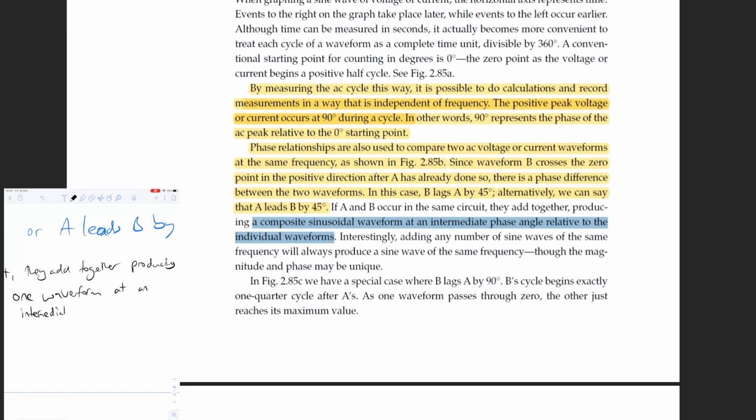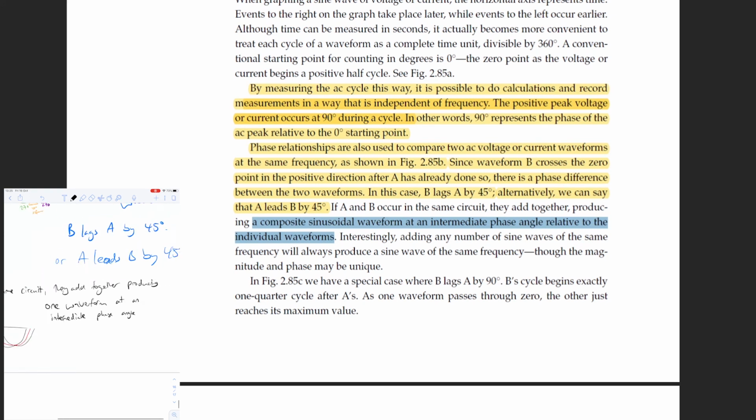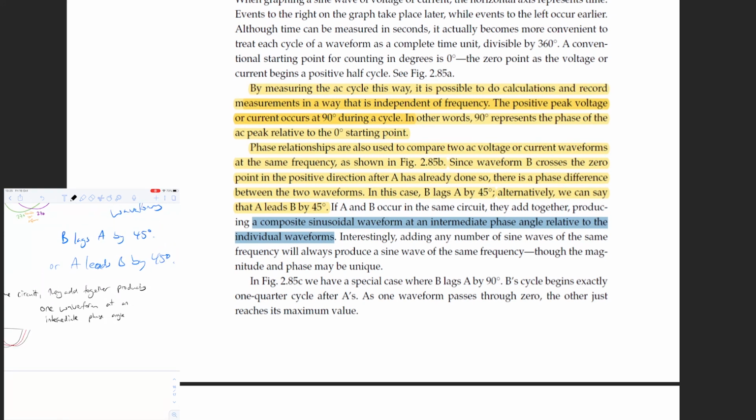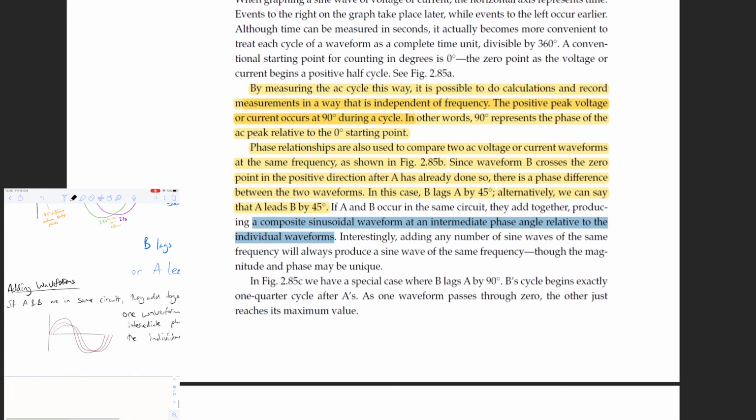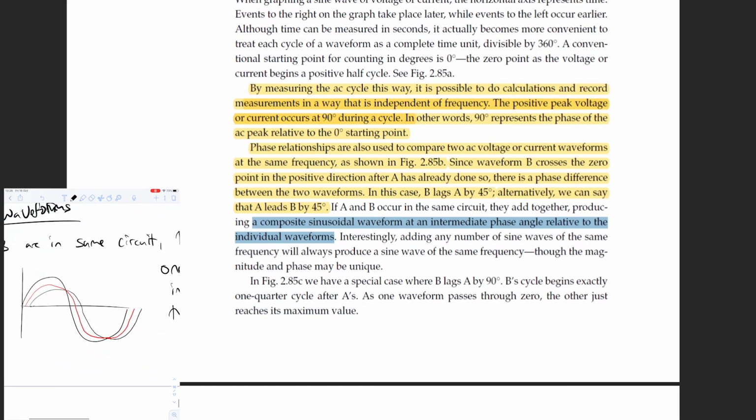At an intermediate phase angle relative to the individual waveforms. Okay, all I can hope for is that that somehow comes and smacks me in the face. I think it means that, but how do I know if they're not going to verify it in the book and tell me if I'm right or wrong? Then yeah, what can I do?